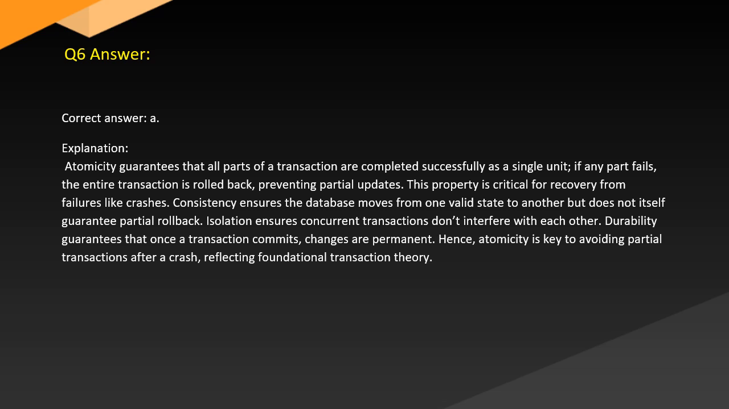Consistency ensures the database moves from one valid state to another but does not itself guarantee partial rollback. Isolation ensures concurrent transactions don't interfere with each other. Durability guarantees that once a transaction commits, changes are permanent. Hence, atomicity is key to avoiding partial transactions after a crash, reflecting foundational transaction theory.